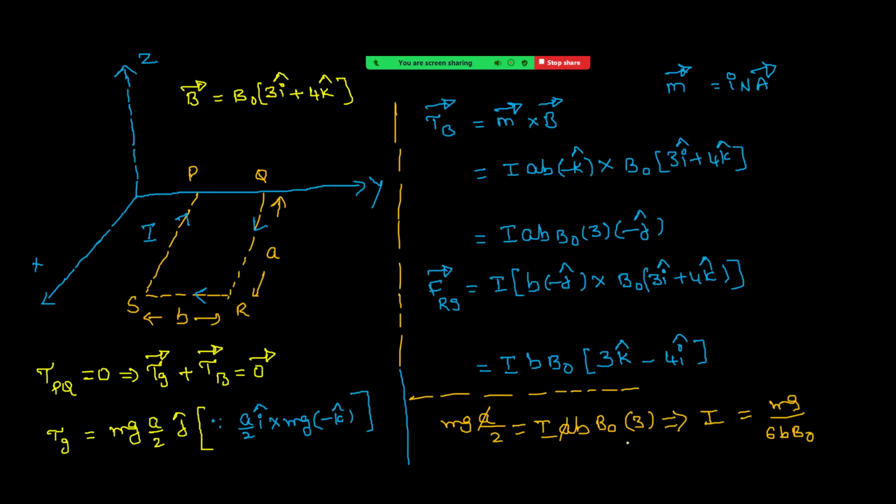This is now the current. If you want the force, we can take this I value in this one. Then we are going to get the force in terms of given quantities. See what else is left. We got the direction of current, that is first one, P to Q. The magnetic force on RS we got, where I have to substitute this value in place of I. And the last one, the expression for I in terms of B naught, b and mg. So I hope you got clarity.